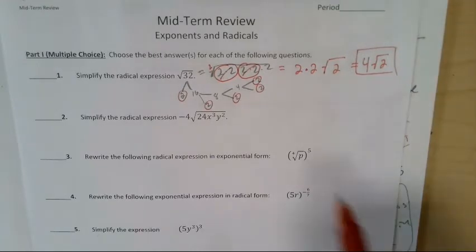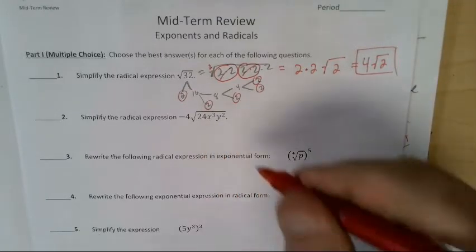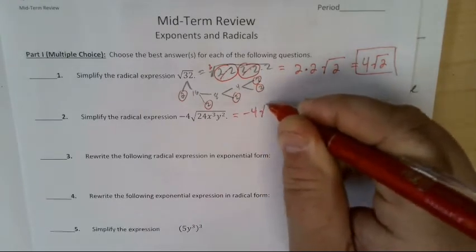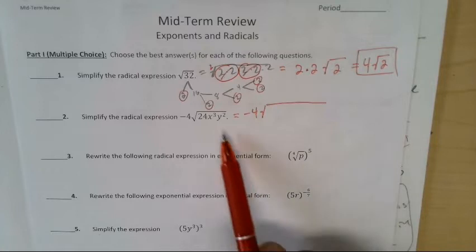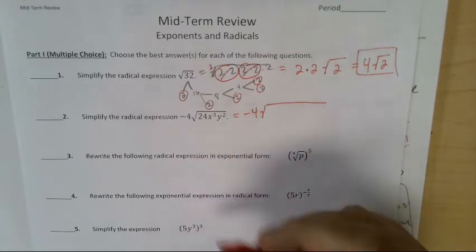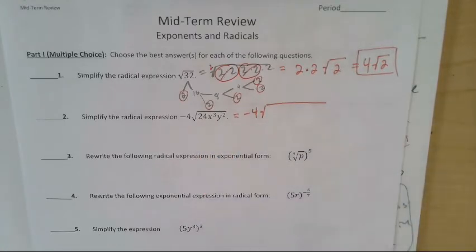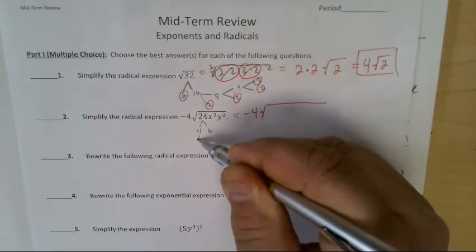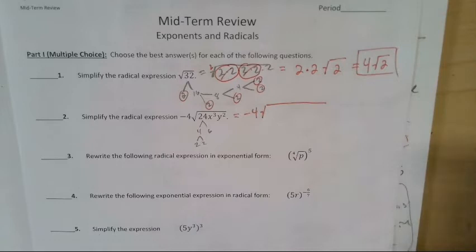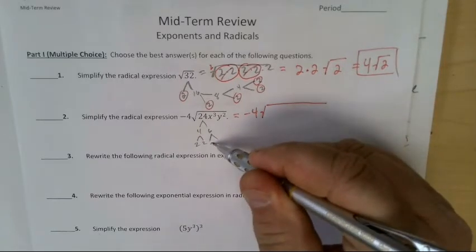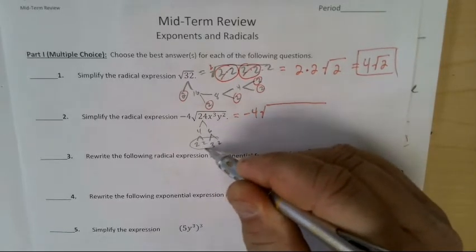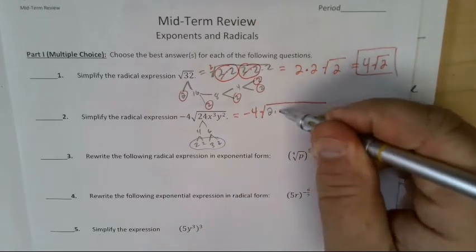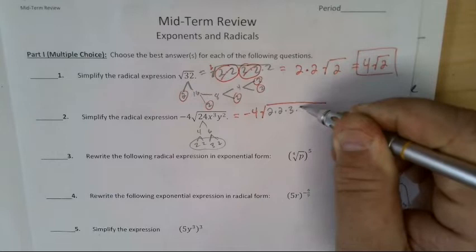Okay. The same thing goes for here. Okay? Now I've got the negative 4 on the outside. But let's look at this. 24. Well, 24 is 4 times 6. And 4 is 2 times 2. And 6 is 3 times 2. So there's my ends. 2 times 2 times 3 times 2. So 2 times 2 times 3 times 2.